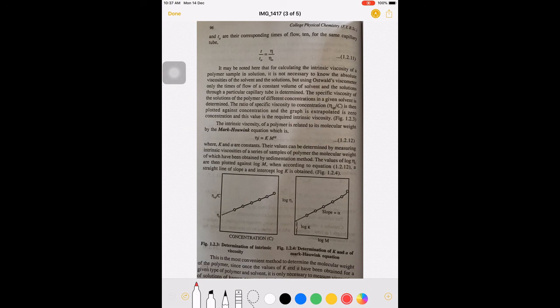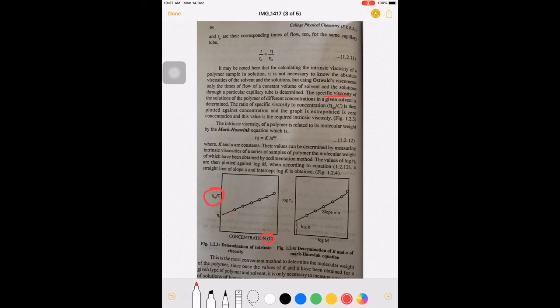The specific viscosity of the polymer solution at different concentrations in a given solvent is also determined. The ratio of specific viscosity to concentration, eta sp upon C, is now going to be plotted against the concentration. Now see here, eta sp upon C against the concentration term.